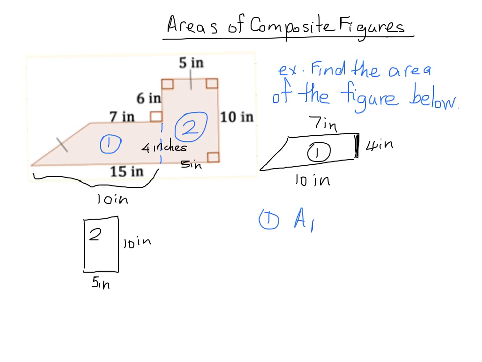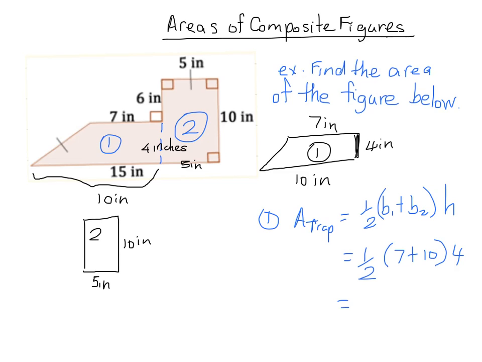So let's do one first. The area of the trapezoid, I'll call it trap for short, is, you may recall, one half times B1 plus B2 times H, which is one half times 7 plus 10, times the height, which we found to be 4. And when you calculate that, you should get 34 inches squared. All right.